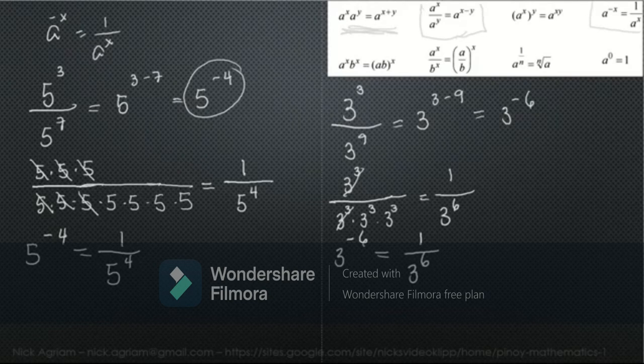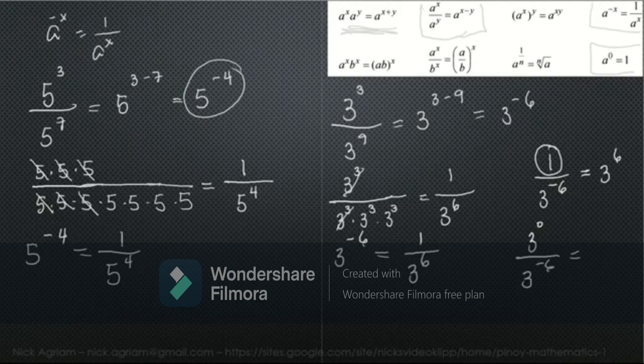There is a subsequent rule on this also. If I have 1 divided by 3 raised to negative 6, then that will be equal to 3 raised to 6. Why? Because 3 raised to 6, this one is the same as 3 raised to 0, as we have proved in the previous one. And then 3 raised to negative 6, then we have 3 raised to 0 minus negative 6. As you can see now, it is 3 raised to positive 6.